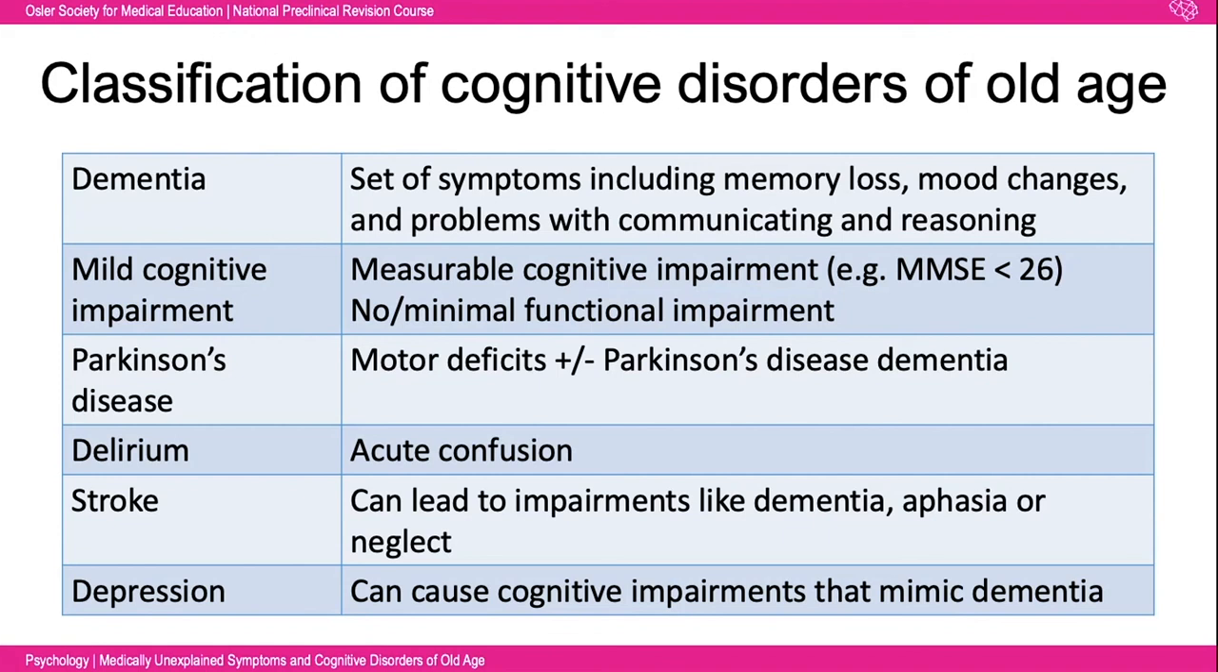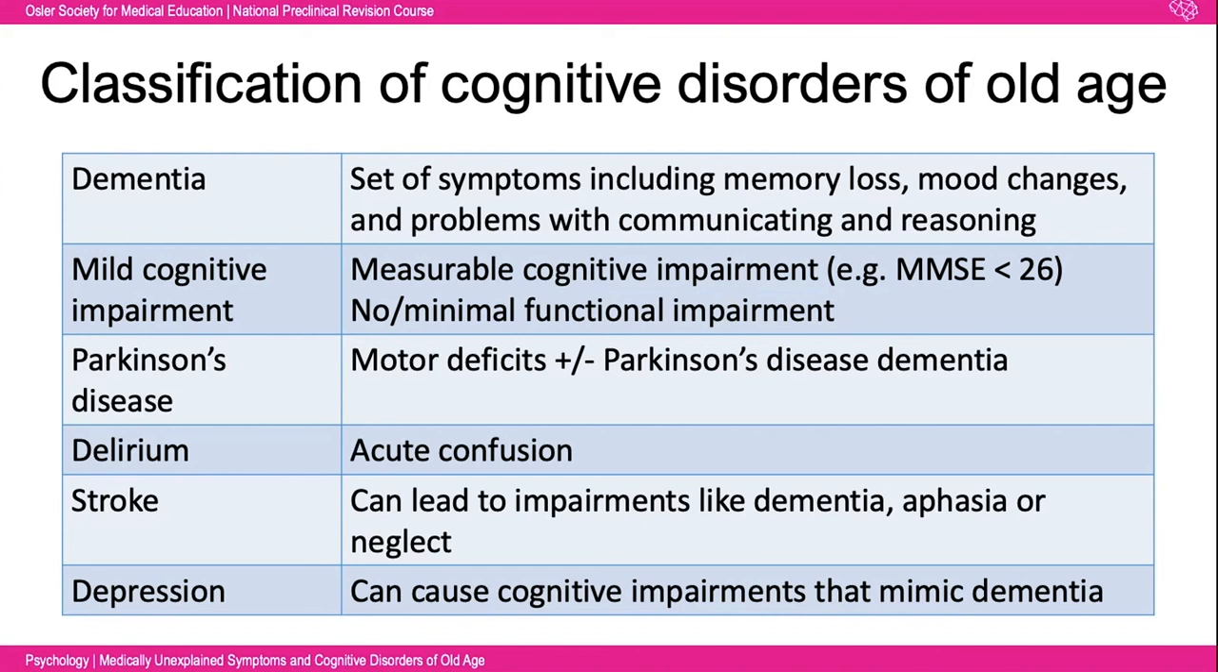There's a huge variability in the impact of stroke, but people can go on to have impairments like dementia or aphasia or neglect. And finally, dementia. This is associated with many physical diseases and disorders and can cause cognitive impairments that mimic dementia.